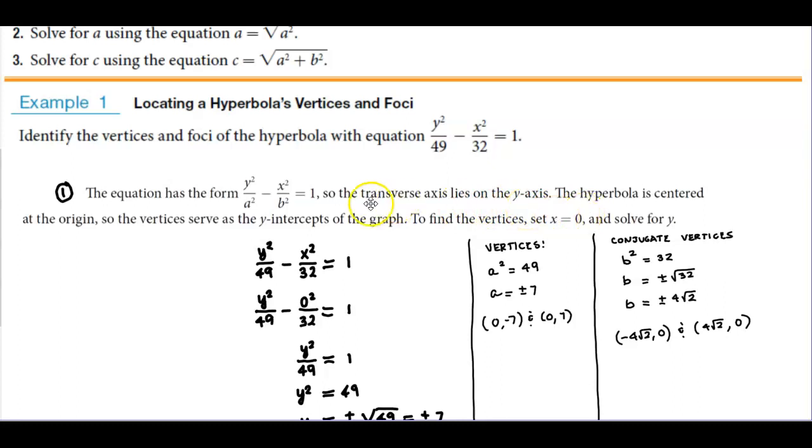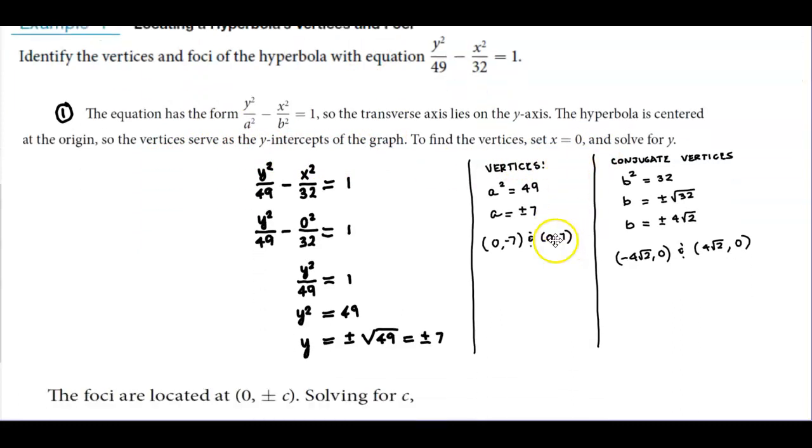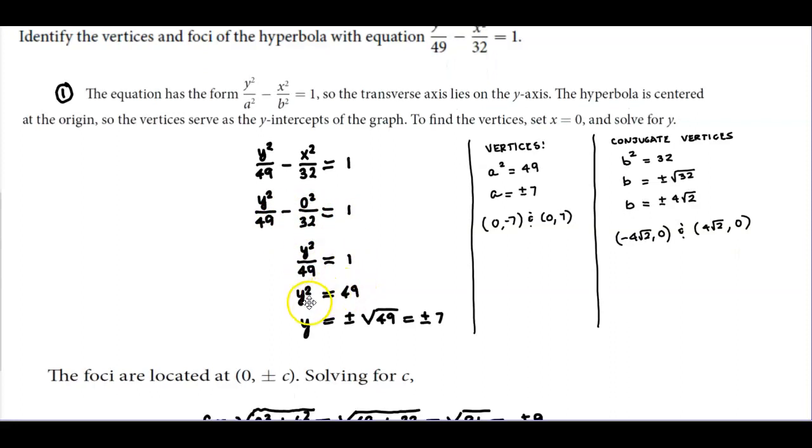So the hyperbola is centered at the origin, so the vertices serve as the y-intercepts of the graph. To find the vertices, set x equal to 0 and solve for y. So we can go ahead and do that if we want to. I'll show you two other ways, but if we let x equal 0, we get y squared over 49 minus 0 squared over 32, which is equal to 1. So that becomes y squared over 49 equals 1, which becomes y squared is equal to 49, and y is going to equal plus or minus the square root of 49, which is plus or minus 7.